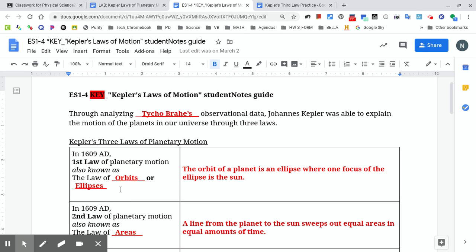I visualize an ellipse as an egg-type shape, kind of oval, like what was drawn in the lab that we did. We had three different ellipses that we created. That elliptical path represents the planet's orbit around the sun. Remember, the sun is at one of those focal points. You've got two dots, two centers of an ellipse. One of those centers is the sun.